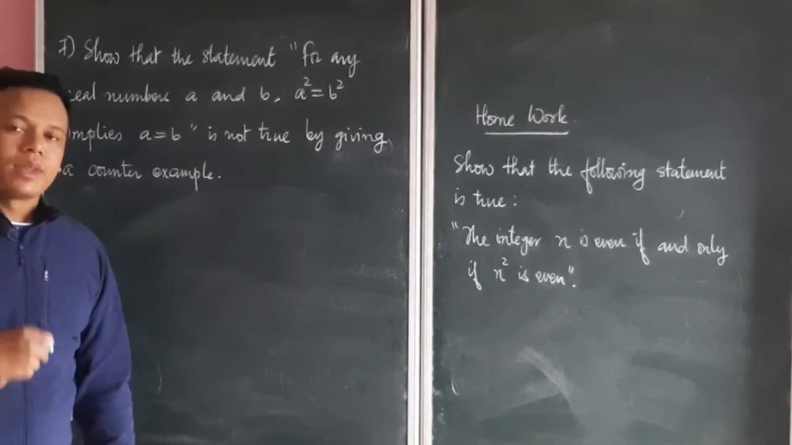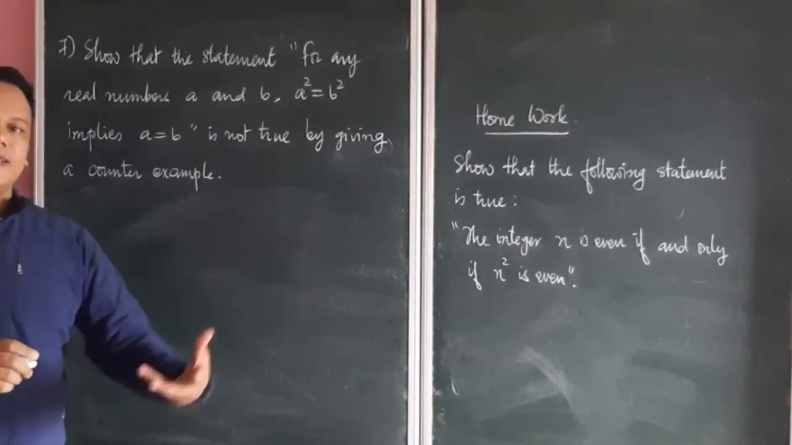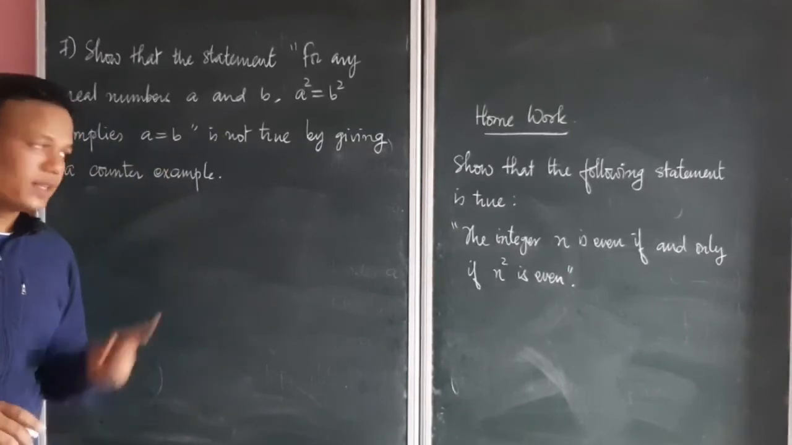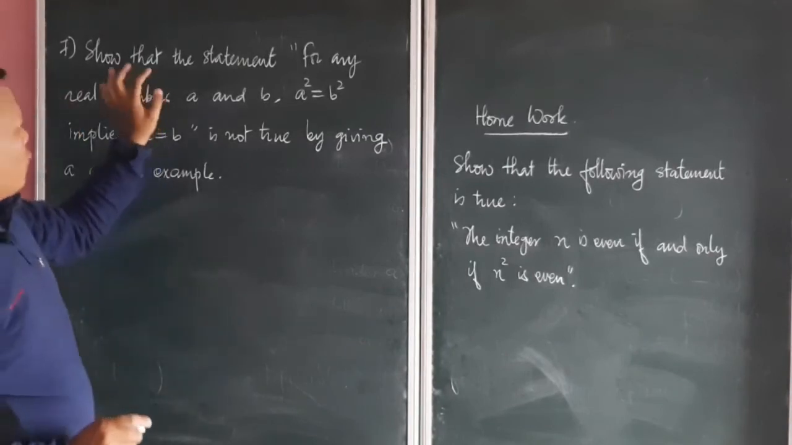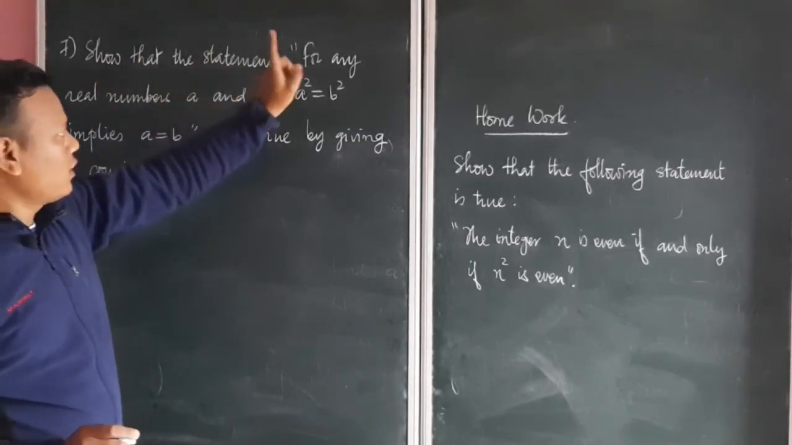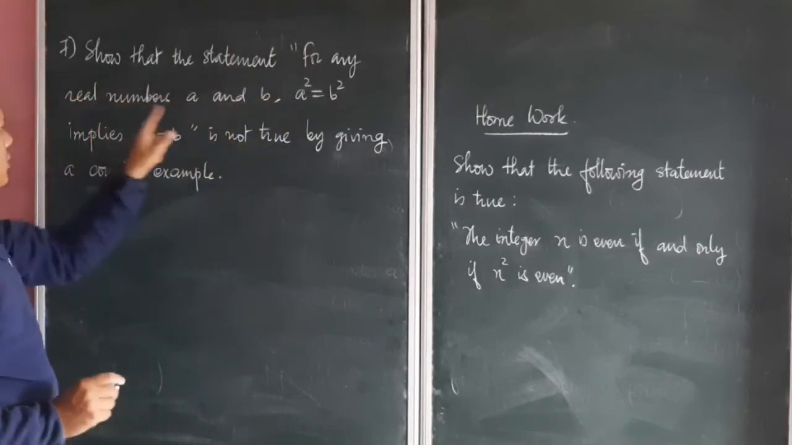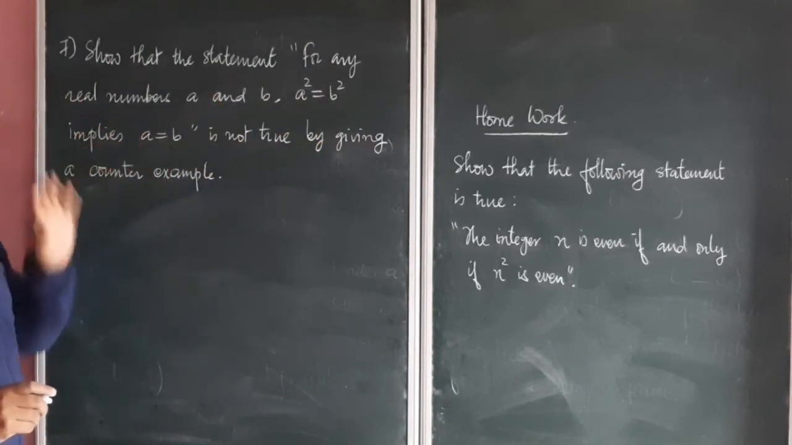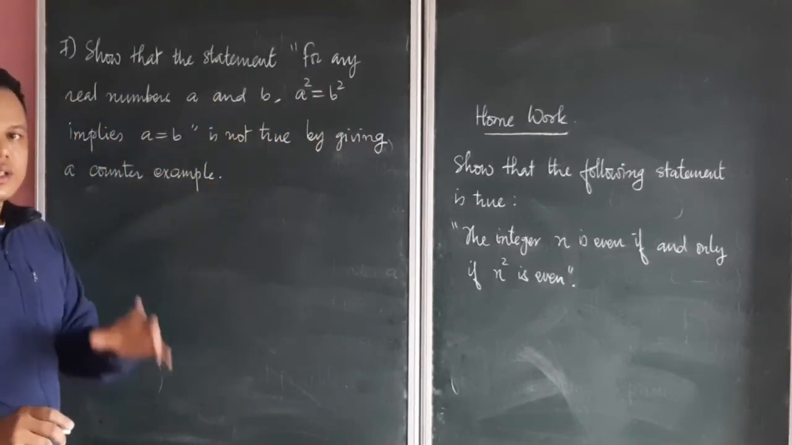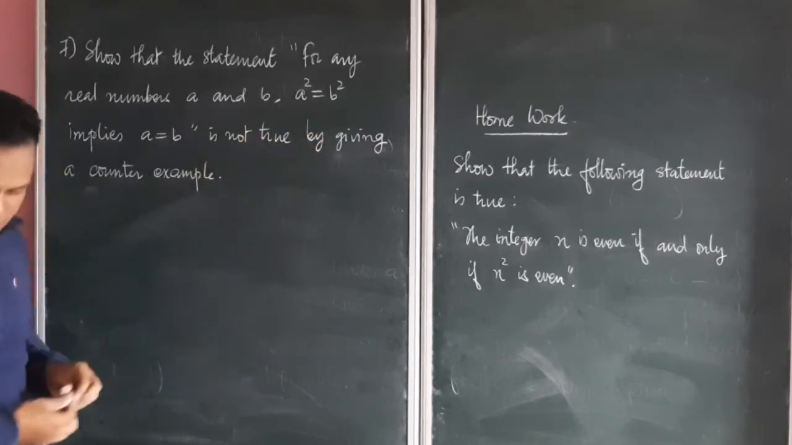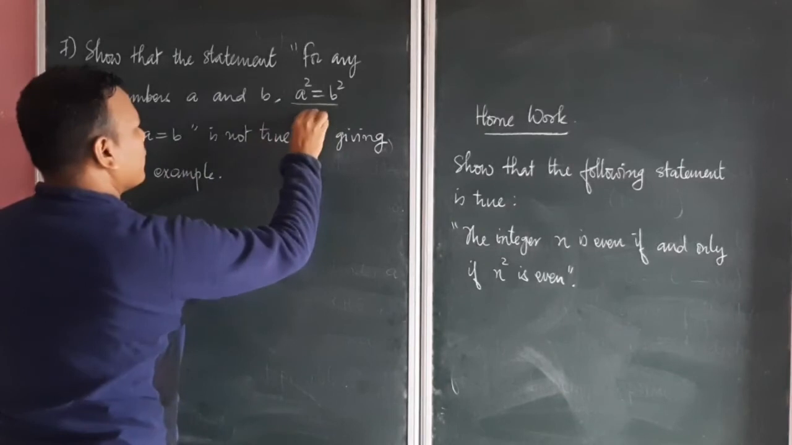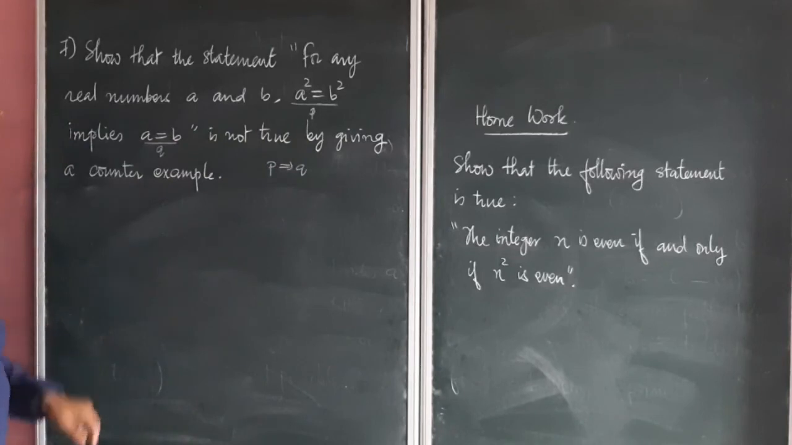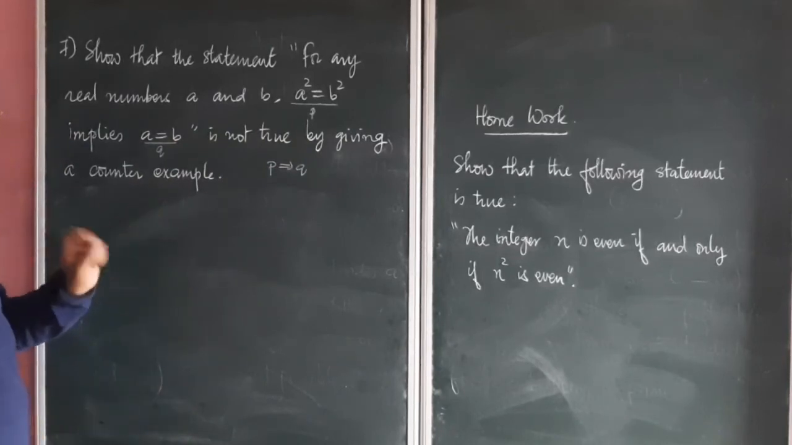So as I said in the beginning, counter examples will be used in the place where you have to disprove something or you have to show that something is false. For example, here it is said, show that the statement, for any real numbers a and b, a square equals b square implies a equals b, is not true. Is not true means is false, by giving a counter example. So basically here this is my p, and this is my q. So p implies q is false, so that's what we need to prove here, using counter example, right?